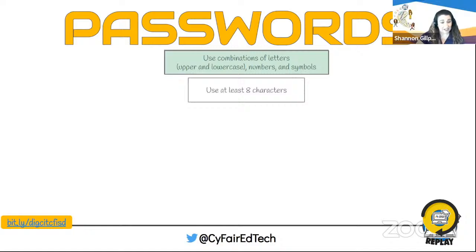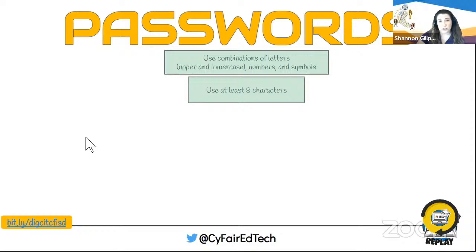Using at least 8 characters, Ms. Johnson, what do you think? Do you think having at least 8 characters would make a strong password? I definitely think it would make a strong password because it's harder for somebody to hack into it the longer the password is. So yes, the longer the better. Yes, the longer the better.